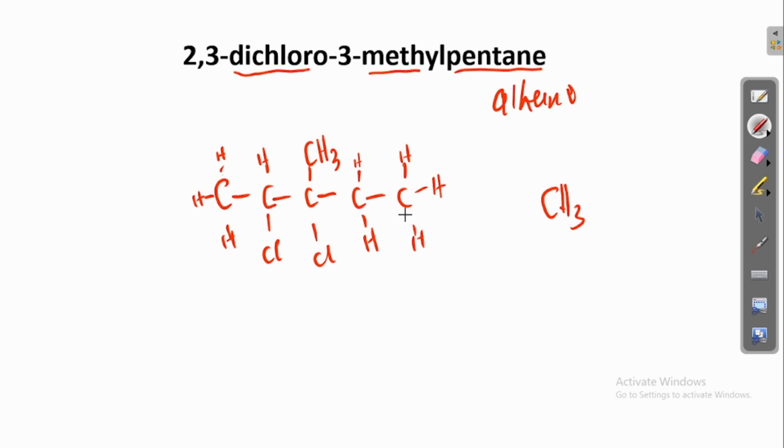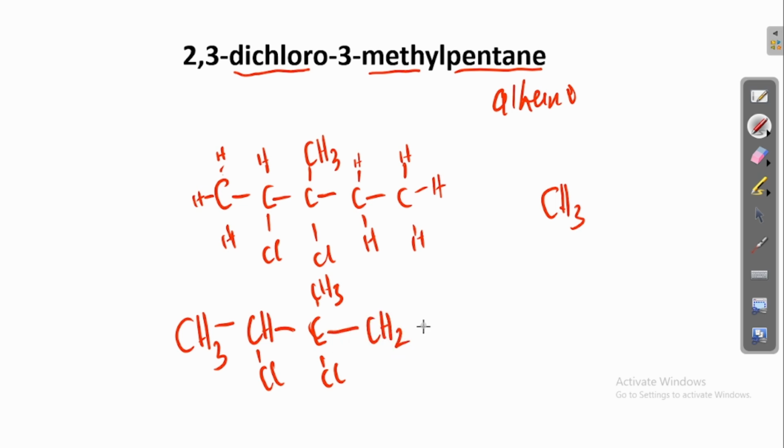Do you understand? So this is called CH3, because this carbon atom has 3 hydrogen atoms. Next is CH, here we have Cl. This carbon has hydrogen and chlorine. Next one is CH3. Here we have Cl. Next is CH2. Here we have CH3.